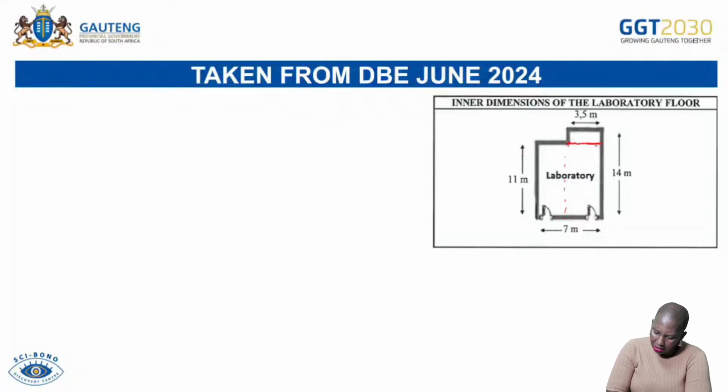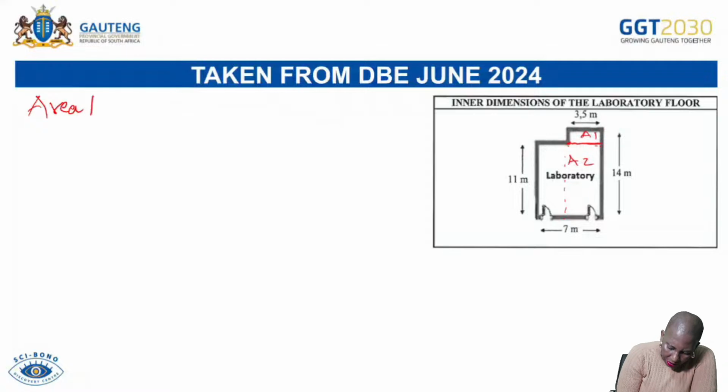As you can see now, for us to be able to tile, let's say it will have A1 and then A2. So now what will be our area 1? Our area 1, it will be this smaller part. And then looking at the area 1, what will be the length? Because now they say from here up until here, it is 14 meters. And then from here up until here, it is what? It is 3.5.